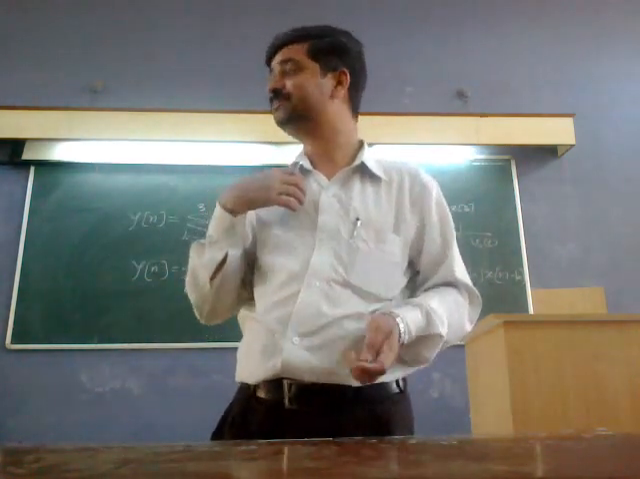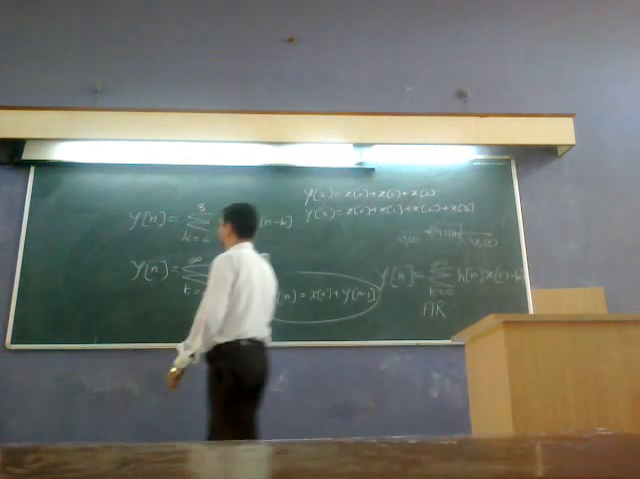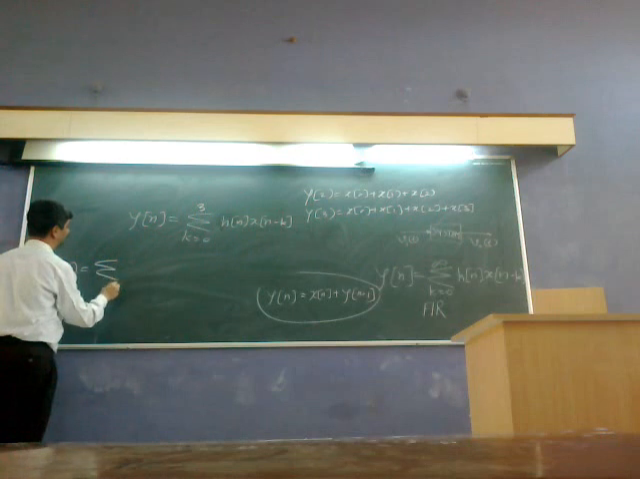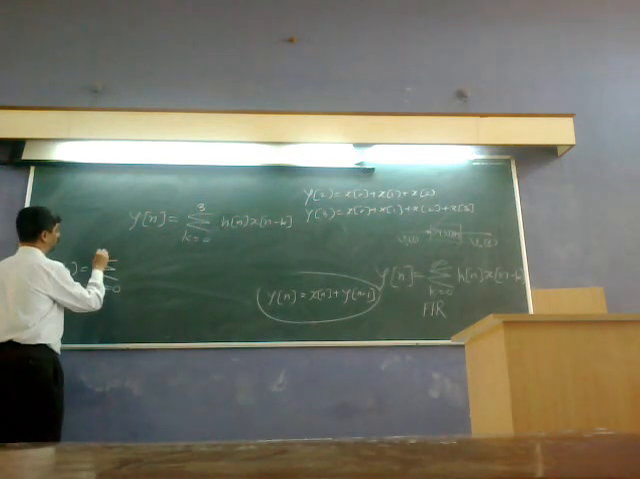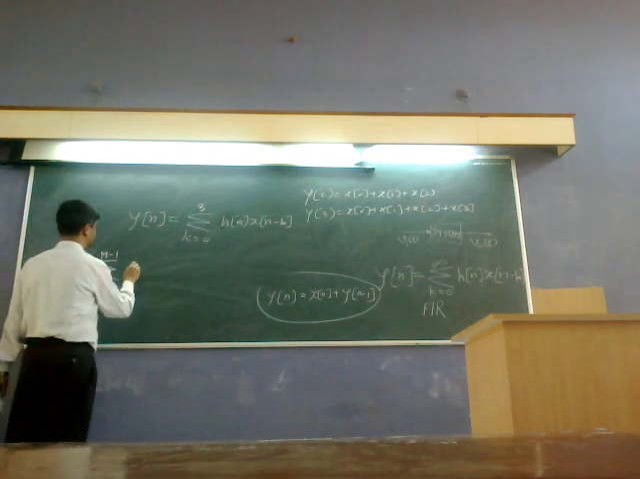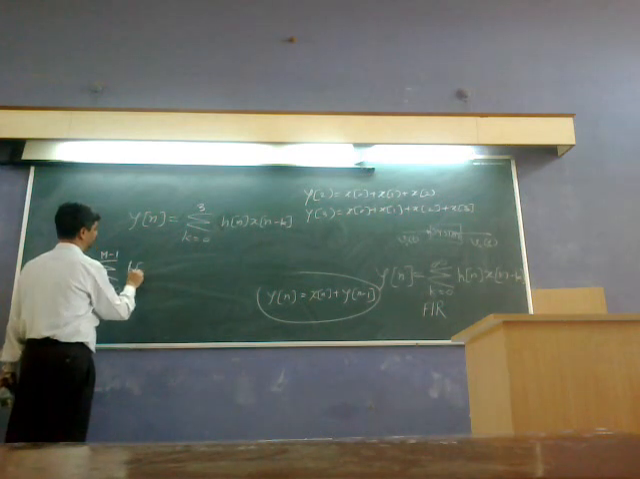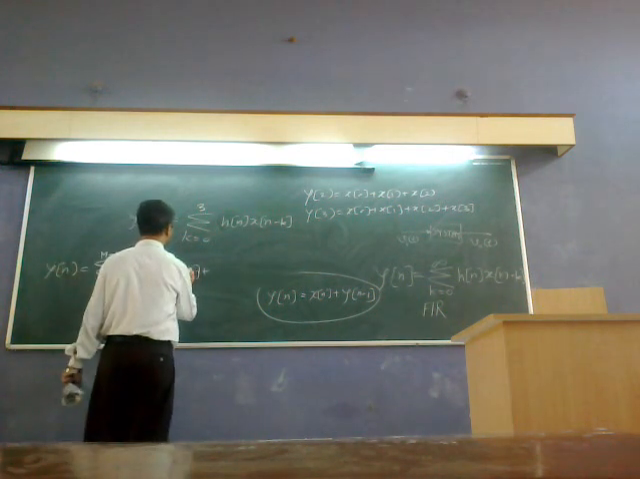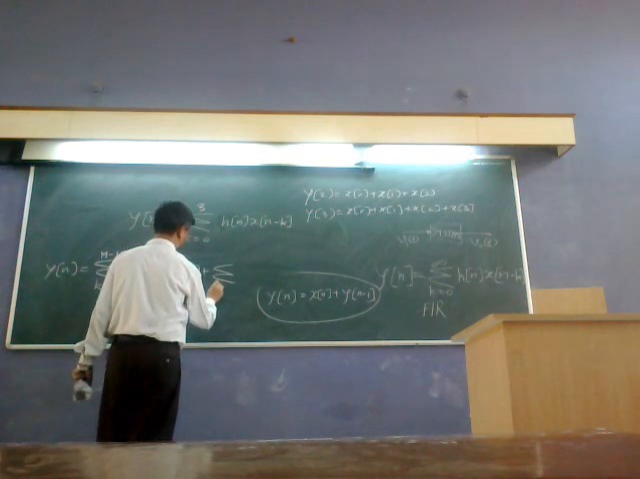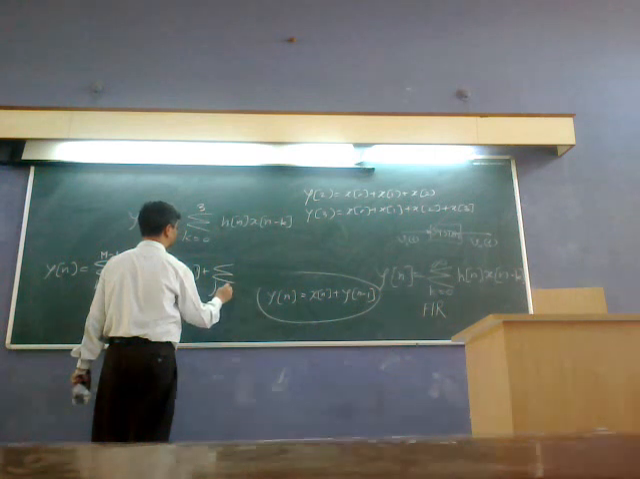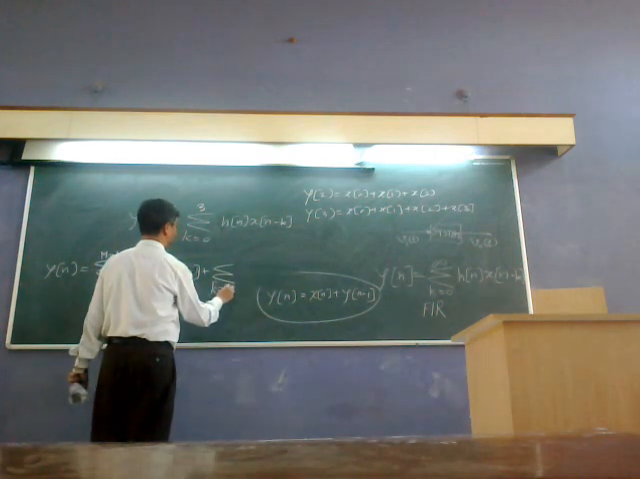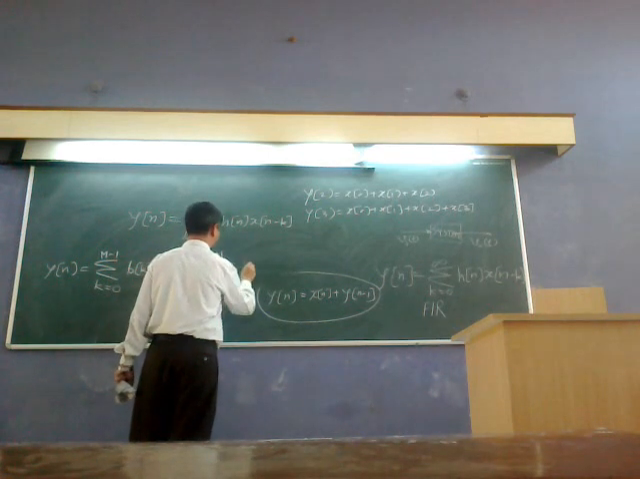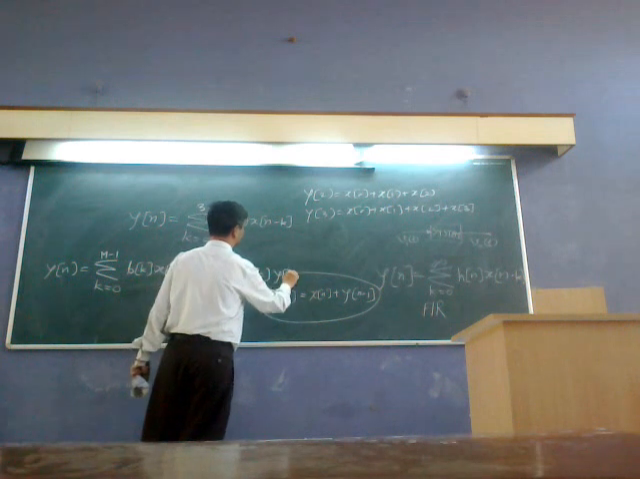So now I can have a system in which yn is equal to the summation of k equal to 0 till m minus 1, here instead of h I give b of k, x of n minus k, plus the summation of k from 1 to n, a of k, y of n minus k.